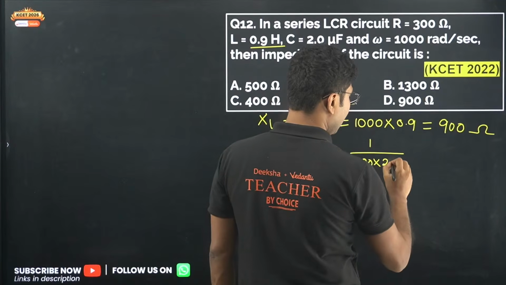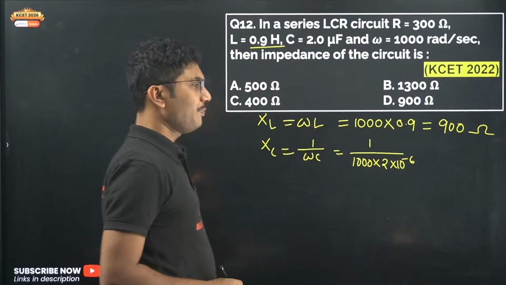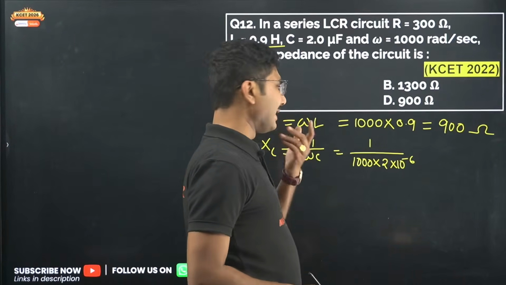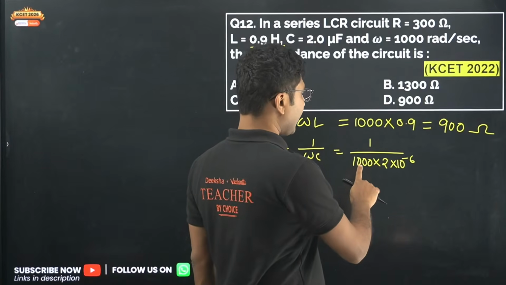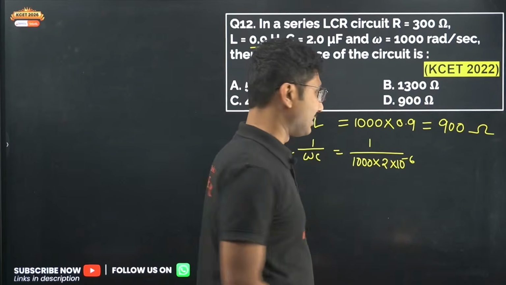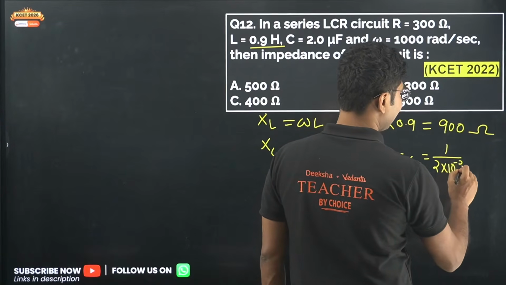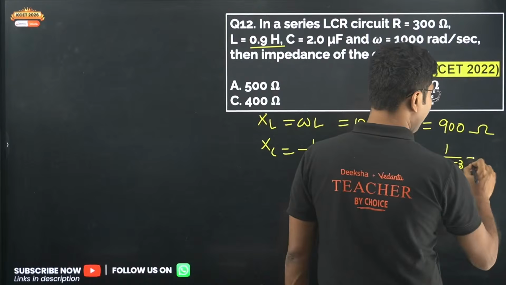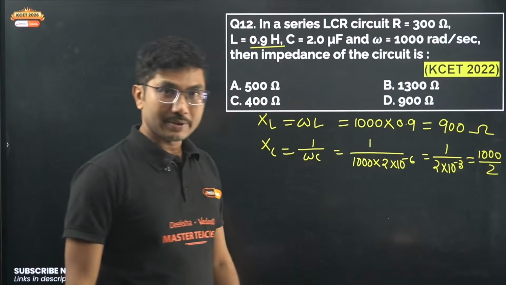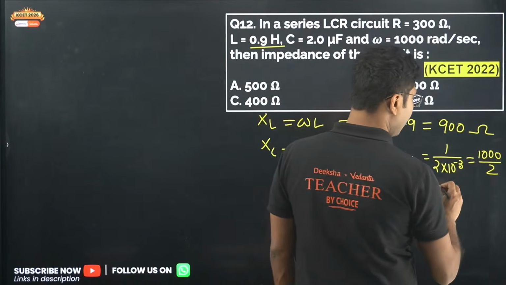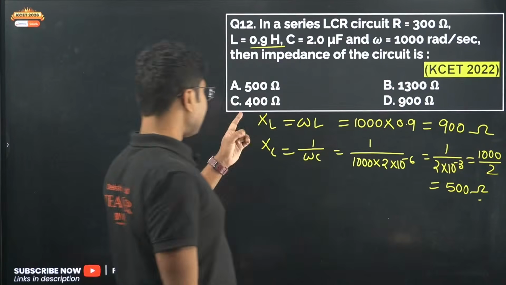Micro means 10 to the power of minus 6. So be careful while calculating XC. XL is easy. So 1000 means 10 to the power of 3. So 10 to the power of 3, 10 to the power of minus 6. So it will be 1 upon 2 into 10 to the power of minus 3. So 10 to the power of minus 3 will go up and it will become 1000 by 2. 10 to the power of 3 means 1000, right? So this will be 500 ohm.